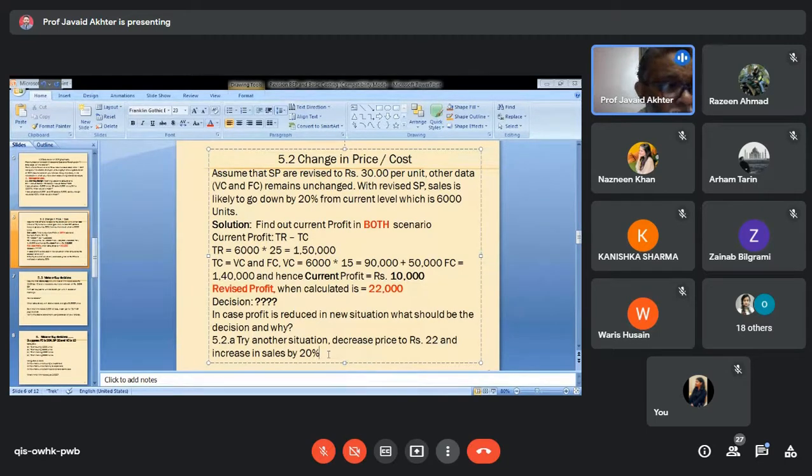If you have two products which appear to be similar, one is being sold for 1,000, one is being sold for 1,200, which one will you buy? 1,000. Okay.